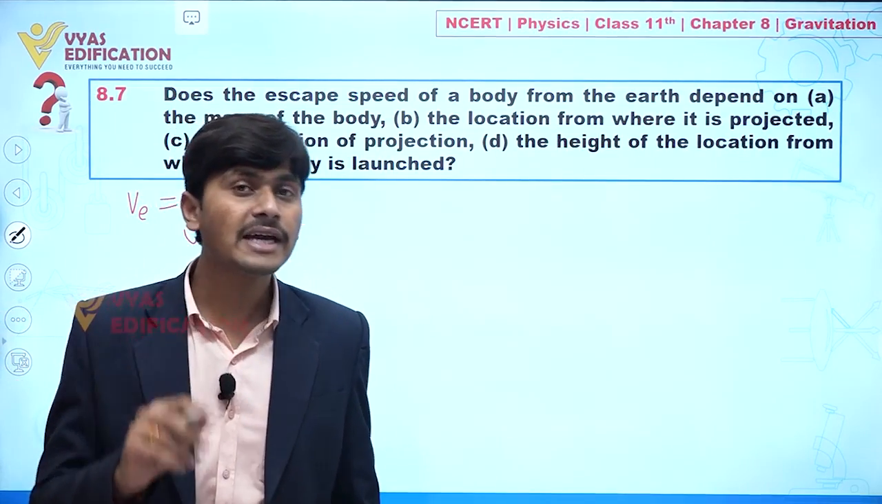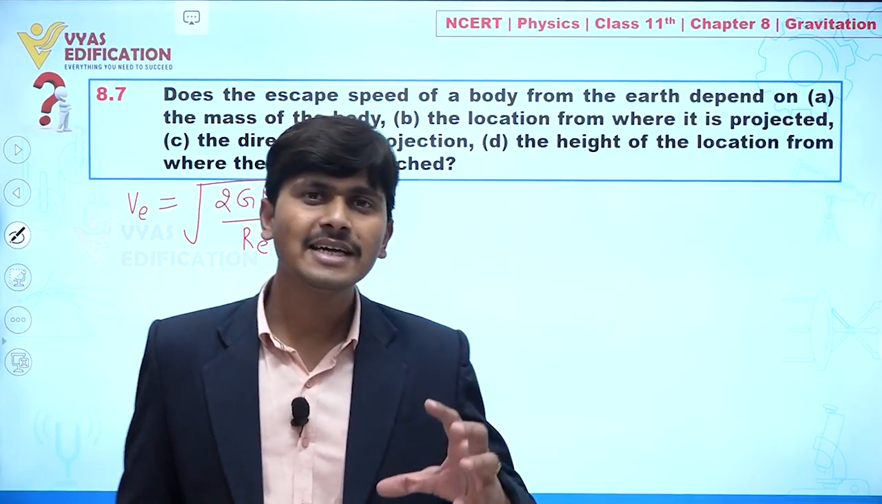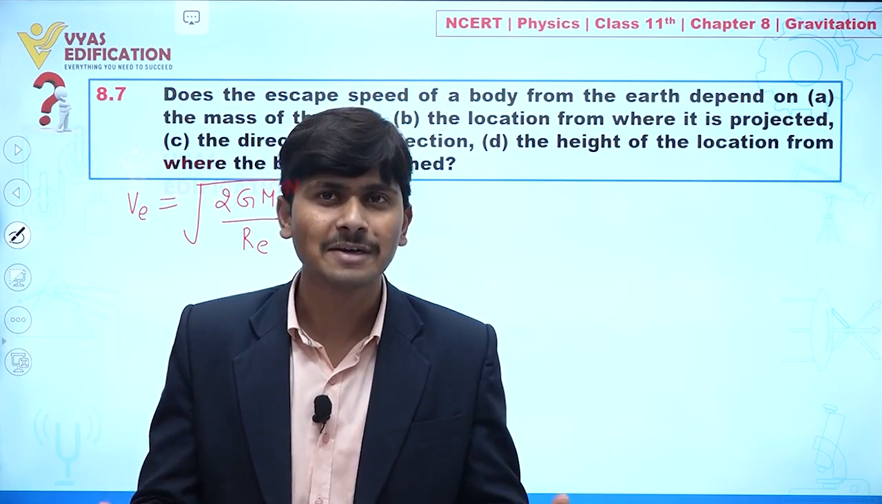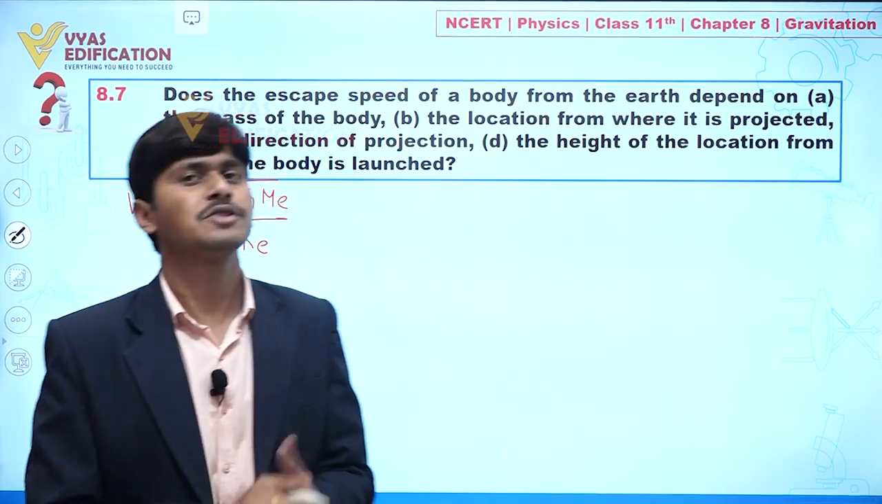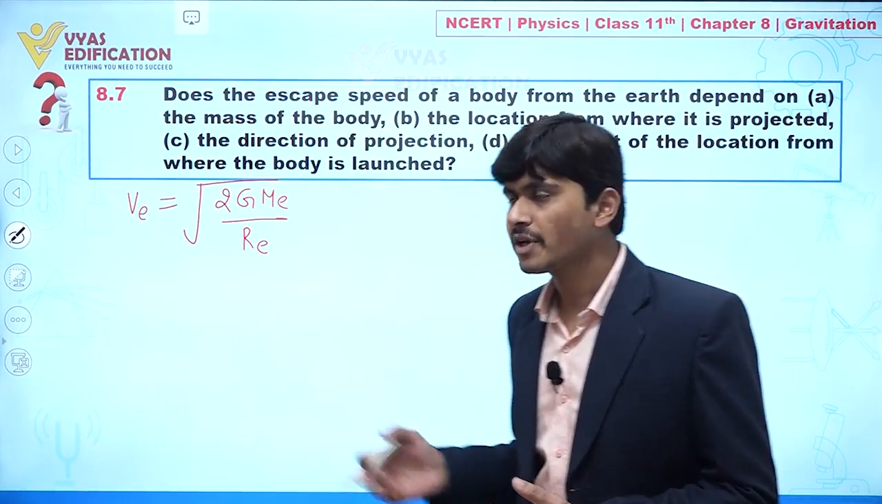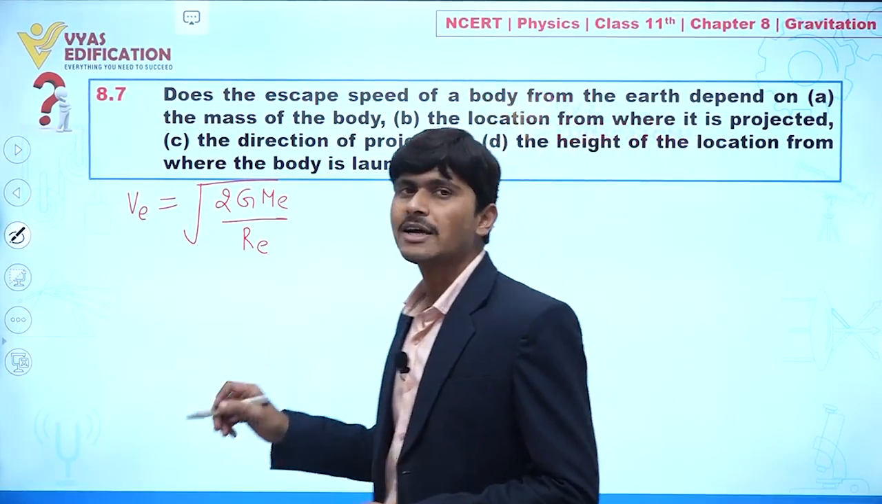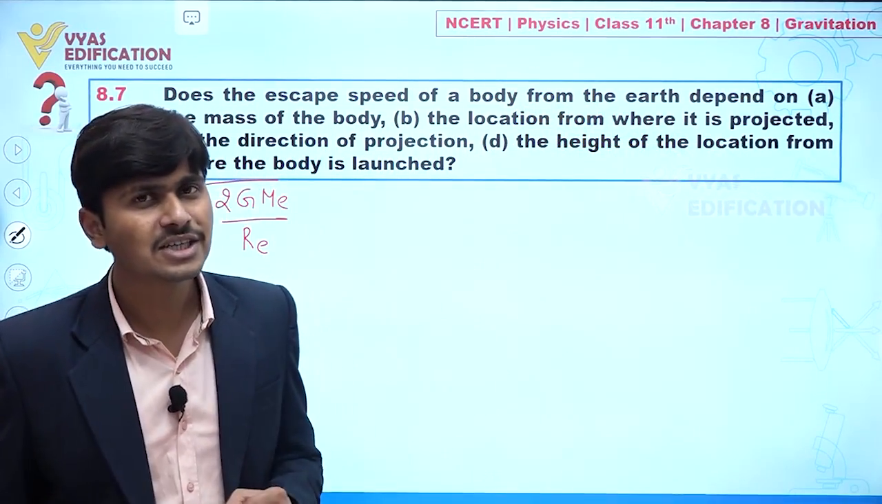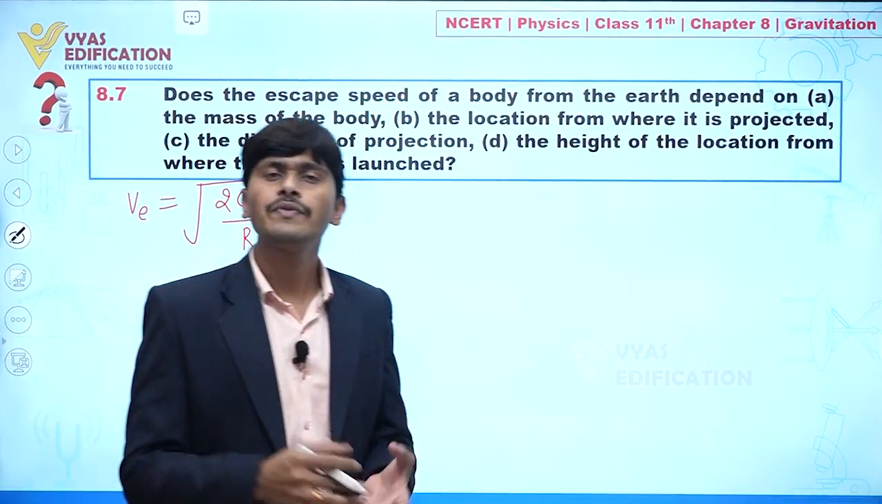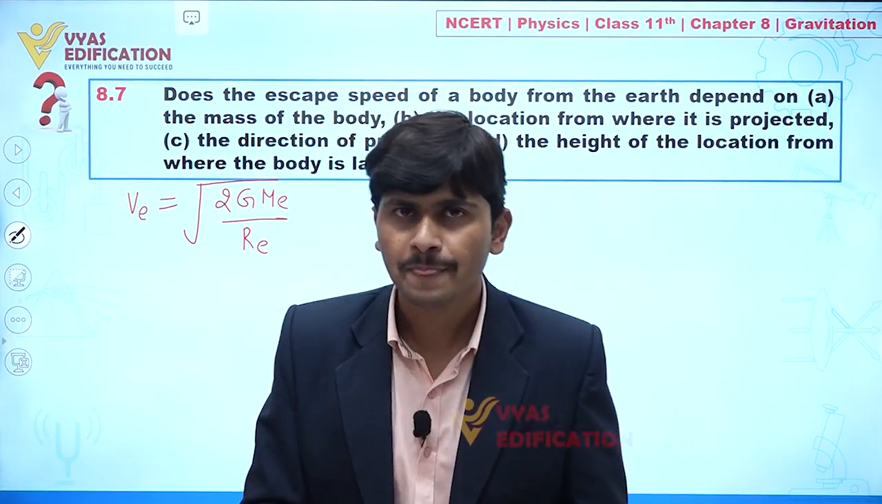It means here we are considering only the mass from where the object is projected, or given a certain velocity, so that it may move out of the gravitational field. Clear? It means we will not take the mass of the body into consideration, we will take only the mass of the planet from which that object is being projected. Clear to you?